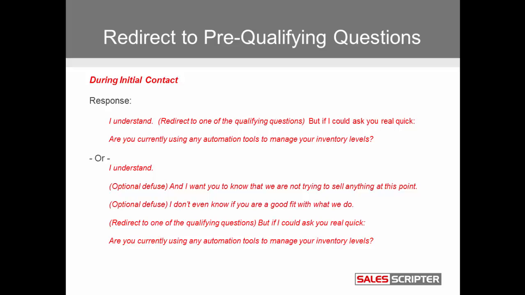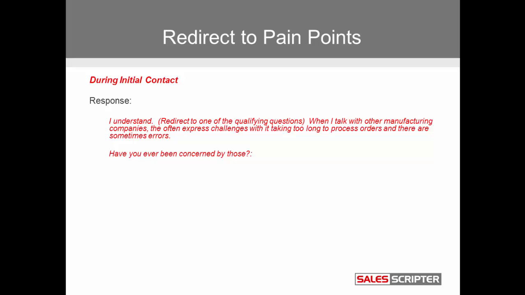Another version of that, if you want to try to diffuse a little bit more, is you could say something like this: "Hey, I understand, and listen, I want you to know I'm actually not trying to sell you anything at this point. I don't even really know if you're a good fit for what we do. That's why I was just calling you with a question. If I could ask you real quick, are you currently using any automation tools to manage your inventory levels?" So that is a redirect option to get away from the budget.